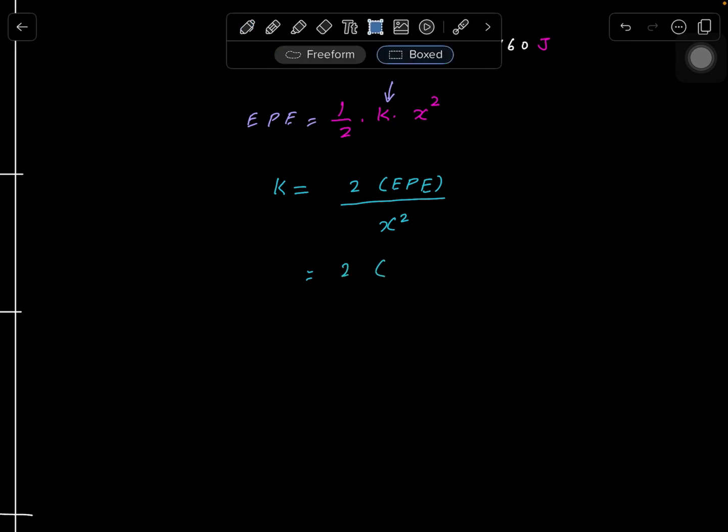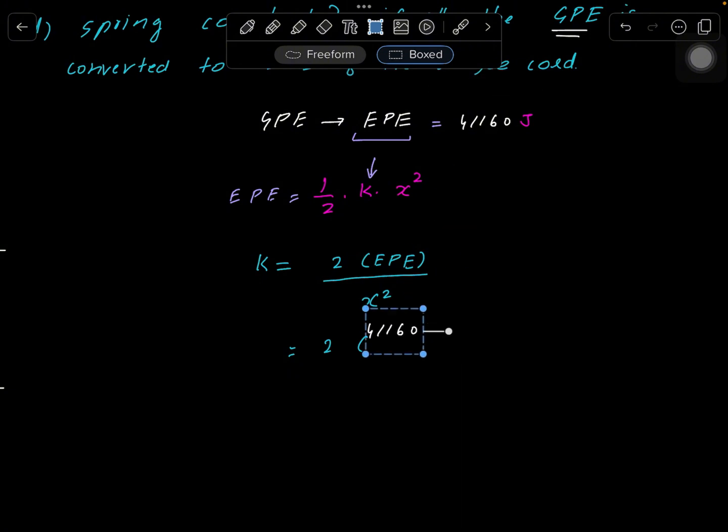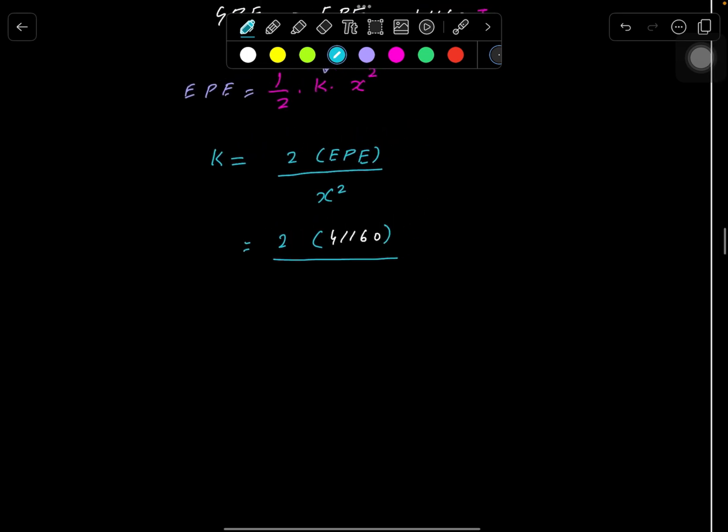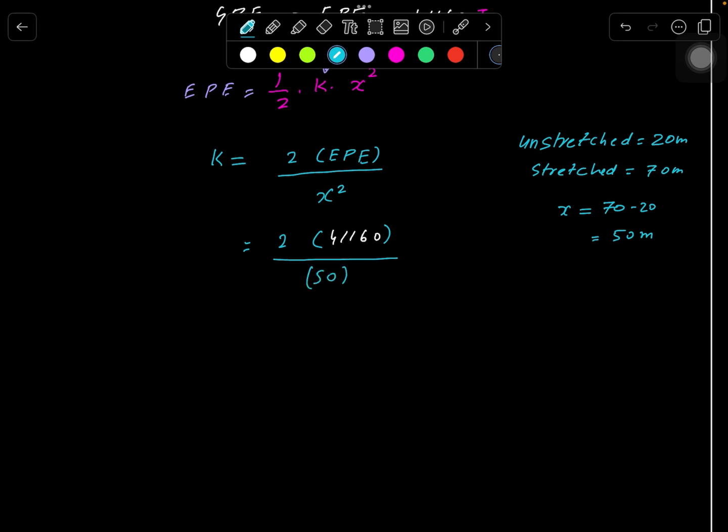Now let's plug in the appropriate values. 2 into elastic potential energy here is 41160, and your extension squared. Now remember, the unstretched length was 20 meters, and when it was stretched, the length was 70 meters. So the extension is 70 minus 20, which is 50 meters. So you have 50 squared. And the value is 32.928 newtons per meter.